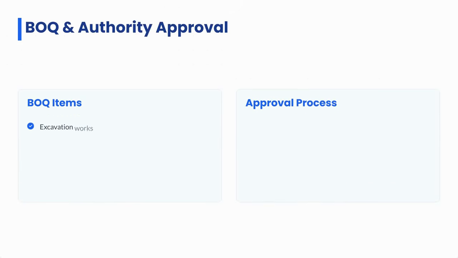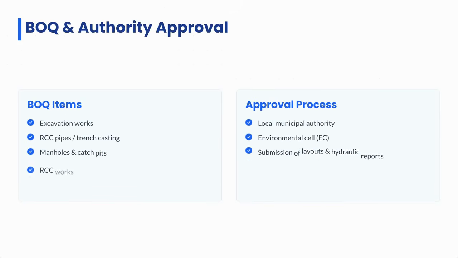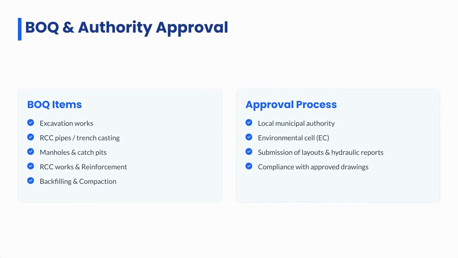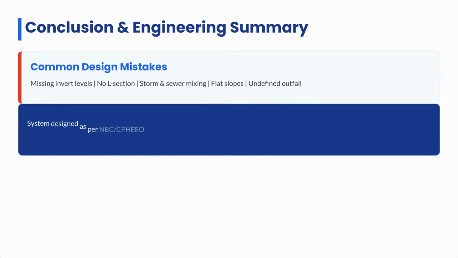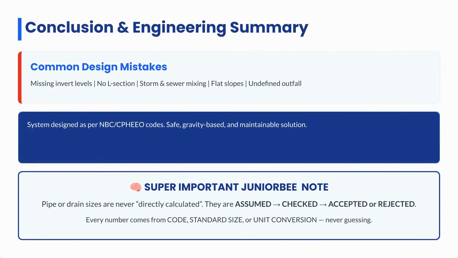The bill of quantities includes items such as excavation, pipe or trench casting, and manholes. Authority approval involves submission to the local municipal body and compliance with all approved drawings. Common design mistakes include missing invert levels, flat slopes, and mixing stormwater with sewer lines. Remember, pipe sizes are assumed, checked via calculation, and then accepted or rejected, with every number derived from codes or standards.